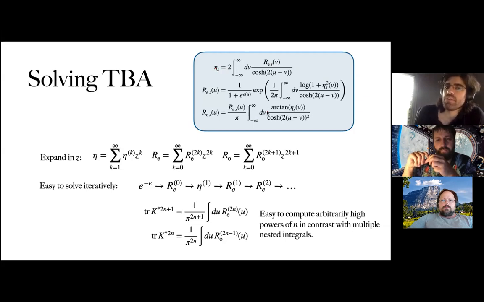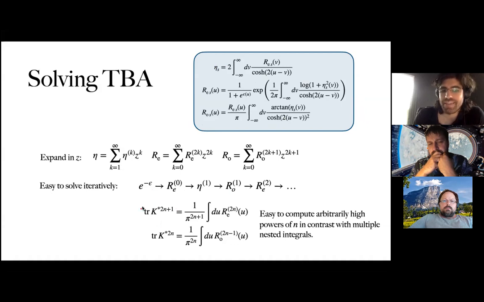This equation has infinitely many solutions. So it's not TBA, where TBA is believed to have a discrete set of solutions. Right, so it's true that I can fix a z and find a solution of these equations, but what I really want is to compute powers of this kernel. So I expand in z, and that will unambiguously extract these powers of K.